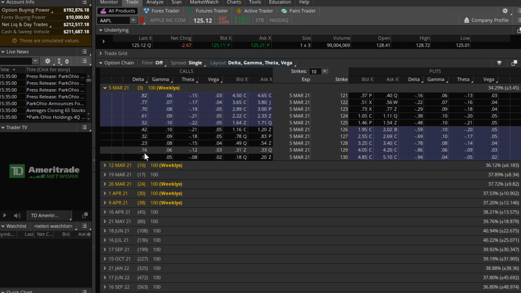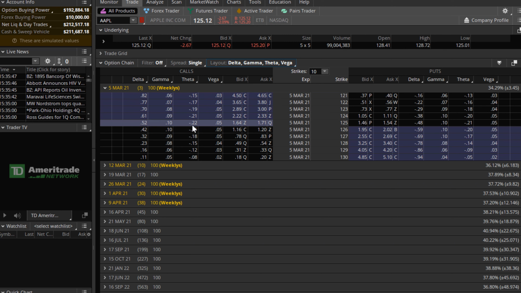Now it's a moving target, so if Apple moves down and down more and more, then your delta changes. Well, how do you know how much your delta will change by for every dollar it moves? That is the Greek gamma. So gamma is the change in delta for every move in the underlying. Okay?